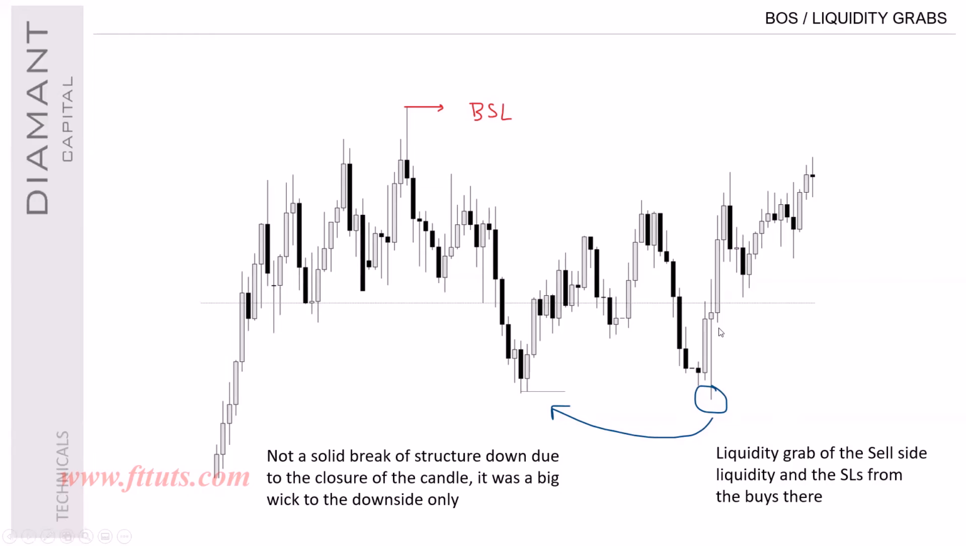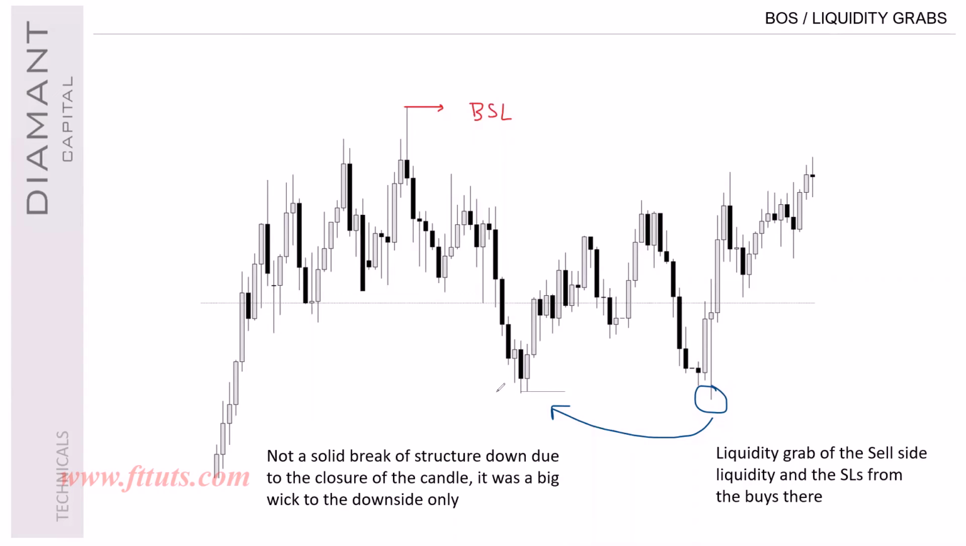So if we had seen, for example, a full body close, let me just draw a different situation. If this candle right here had been a full body close and the close was below these lows right here, that means right now we can potentially look for sells. However, this is not the case in this situation. Rather, we got a liquidity grab of the sell side liquidity instead.